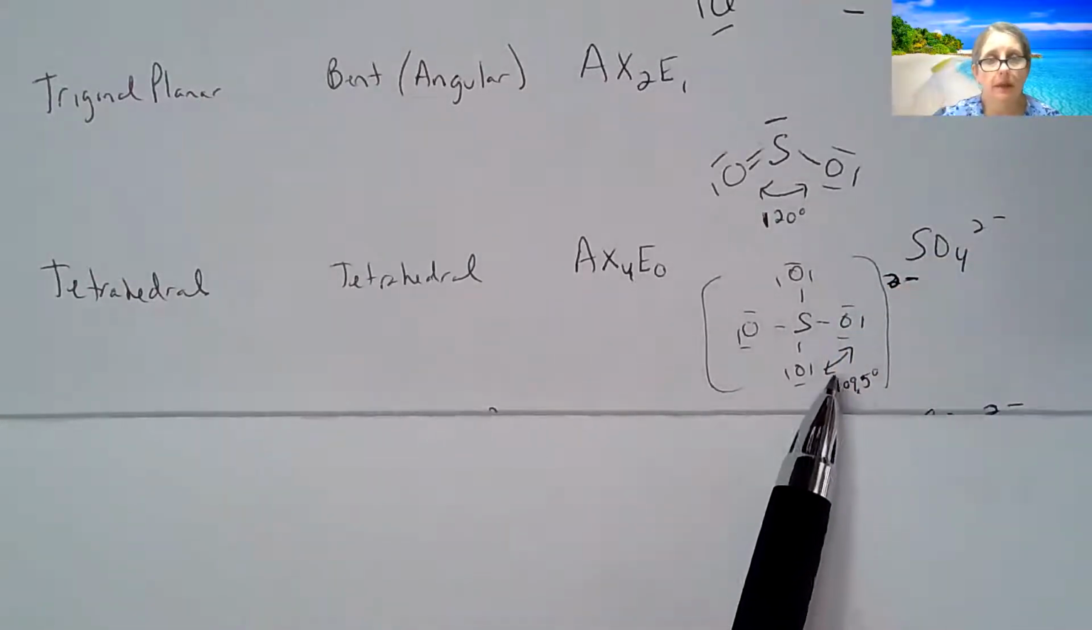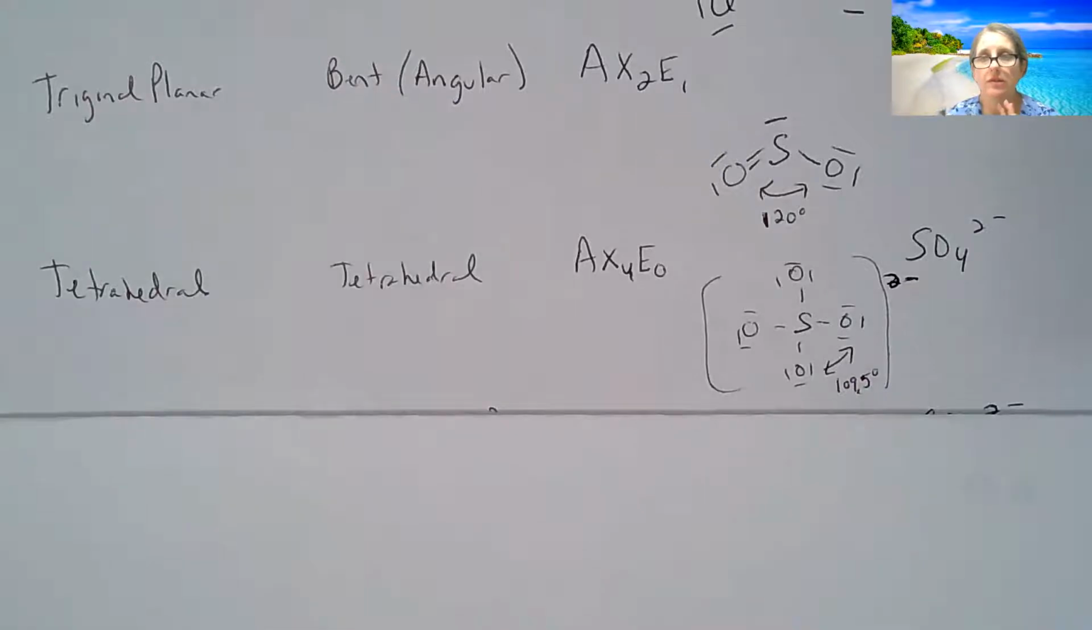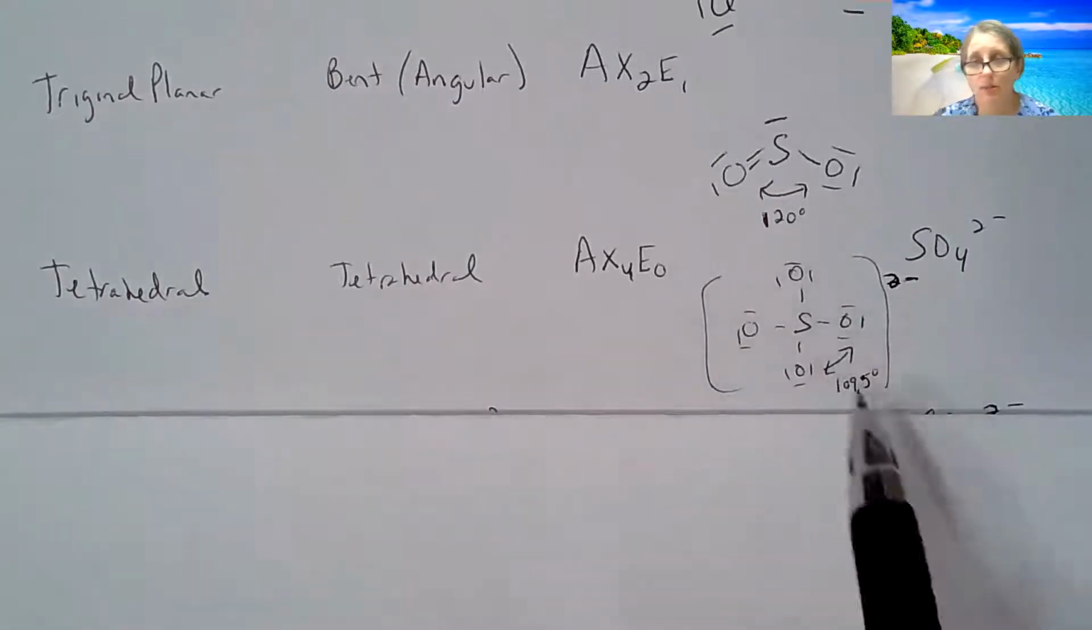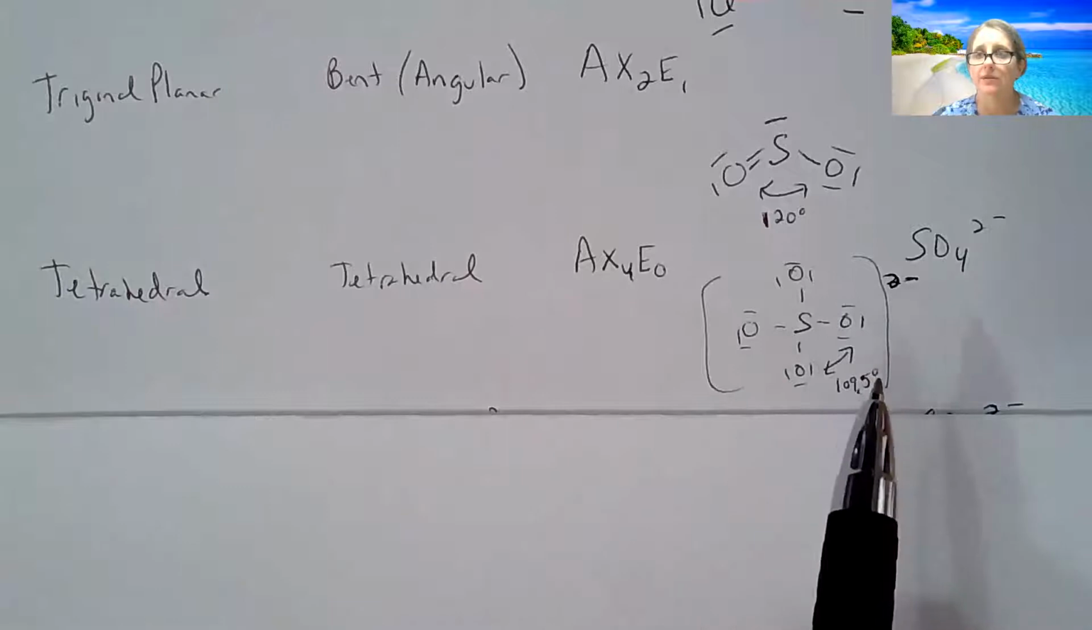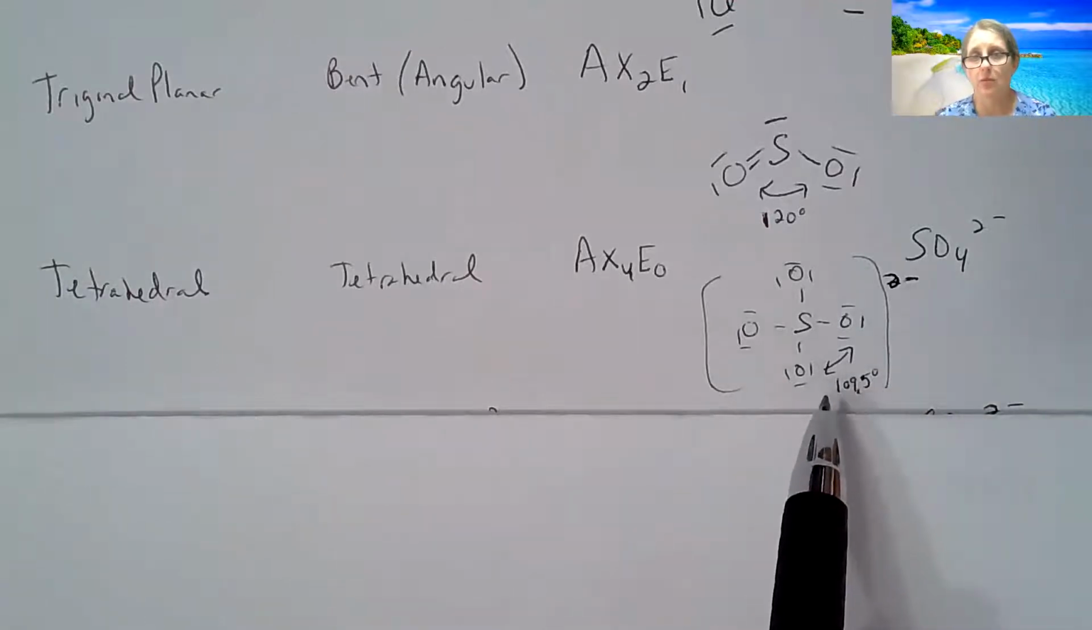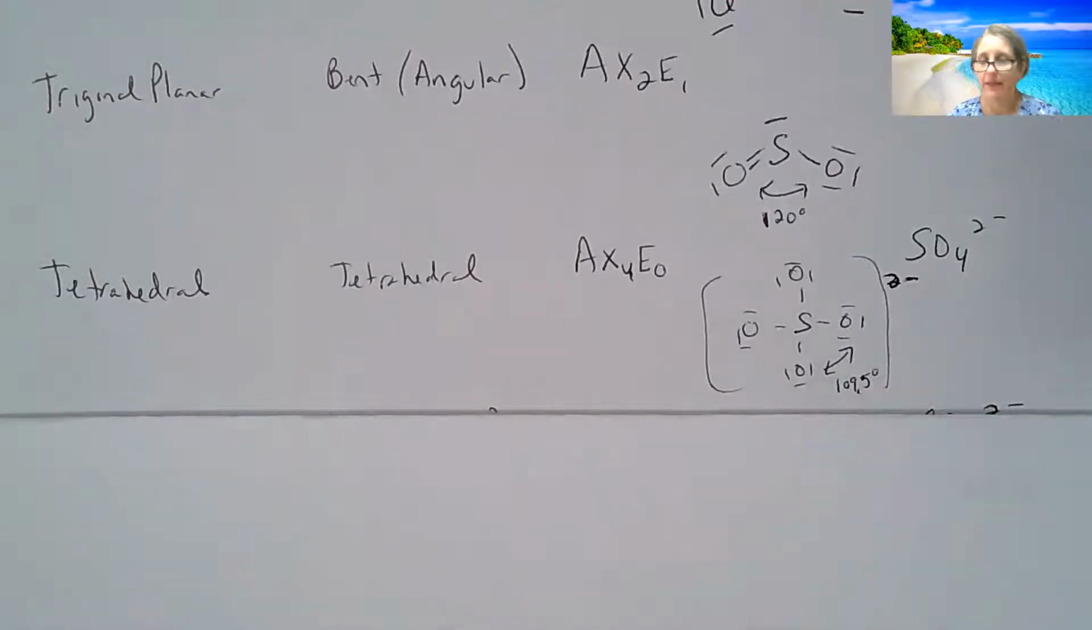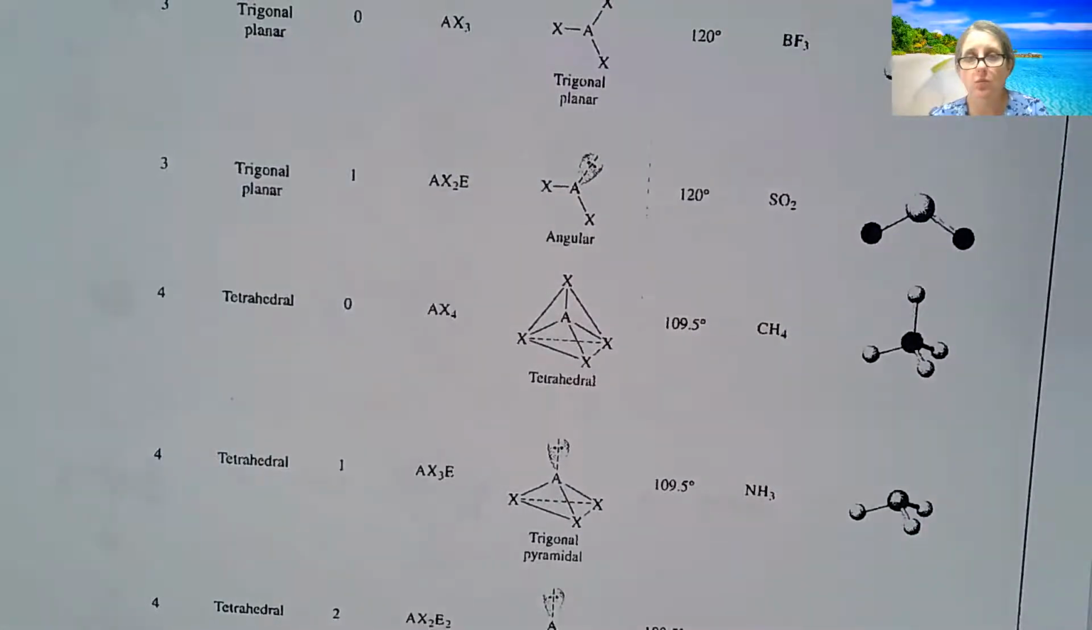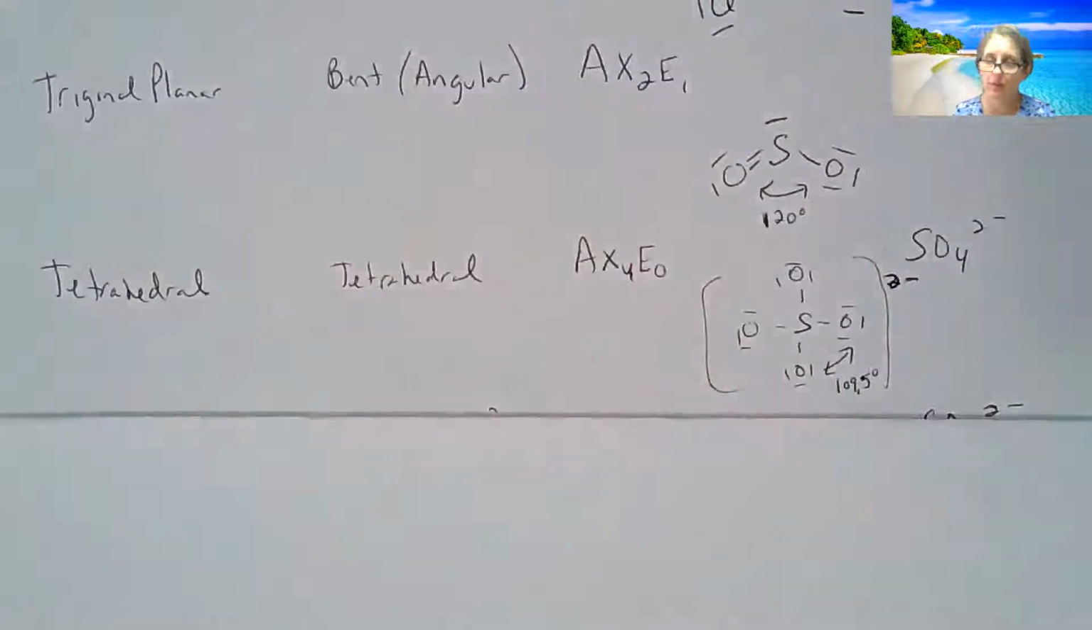This bond angle, again, in 3 dimensions, the oxygens can come further out. When you draw it on a 2-dimensional space, it looks like the bond angle is 90, but in actuality, it's 109.5. And again, this is all found on your sheet as well.